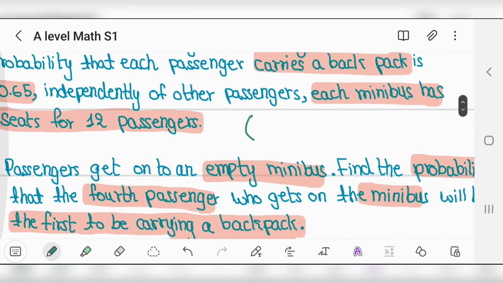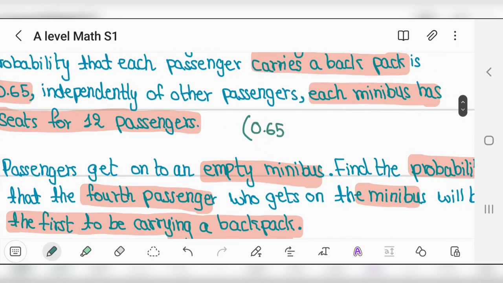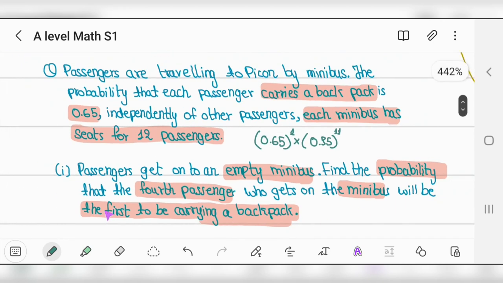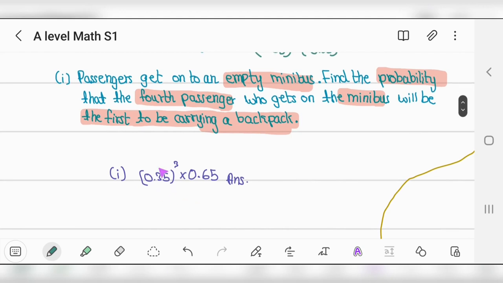It's going to be 0.65 multiplied by 0.35. Okay, there would be no arrangement because they have fixed the position that it must be the fourth passenger who gets on the minibus. Fourth passenger, that's it. So I can just make an arrangement that can be first, second, third. No, it says fourth, that's it. So I think this is the answer, and yes, this is the answer.